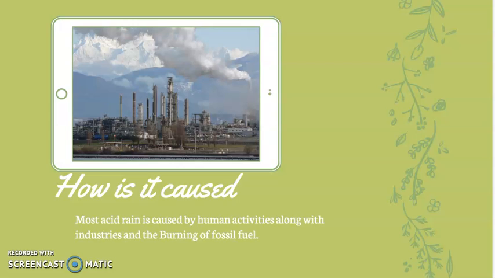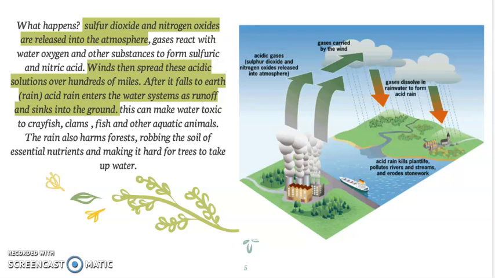How is it caused? Most acid rain is caused by human activities, along with industries and the burning of fossil fuels. And what happens is sulfur dioxide and nitrogen oxides are released into the atmosphere. And right here, you can see it go up, and you can read it here.